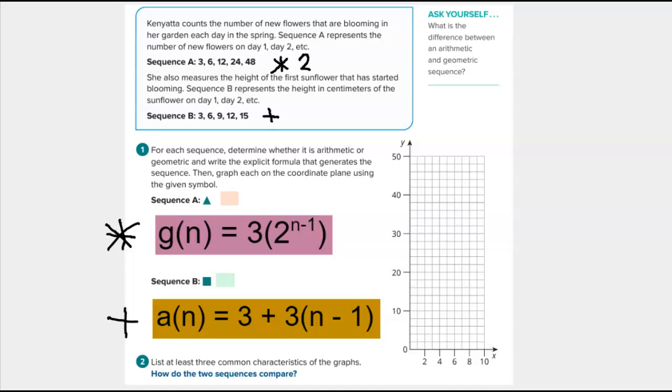So let's see. So first things first, let's graph these terms for, oops, I used the wrong color. My bad. Let's graph these terms for sequence A.